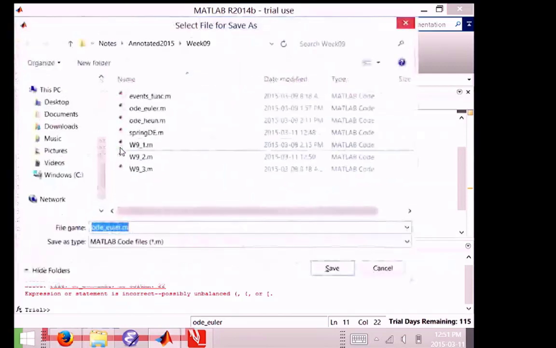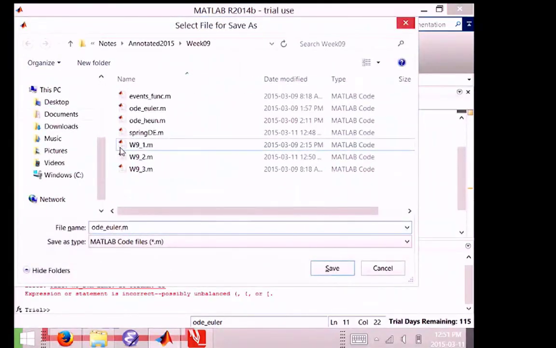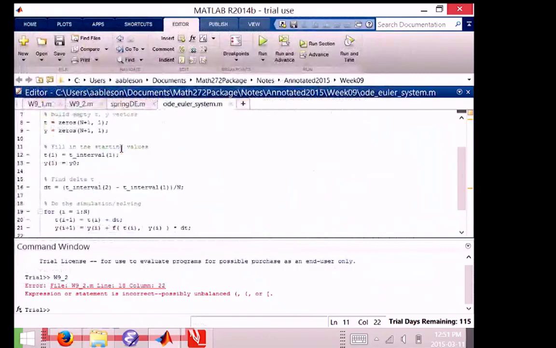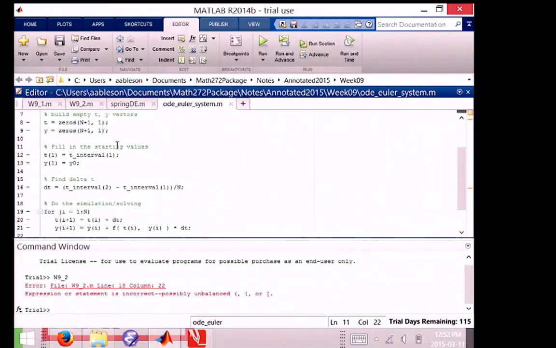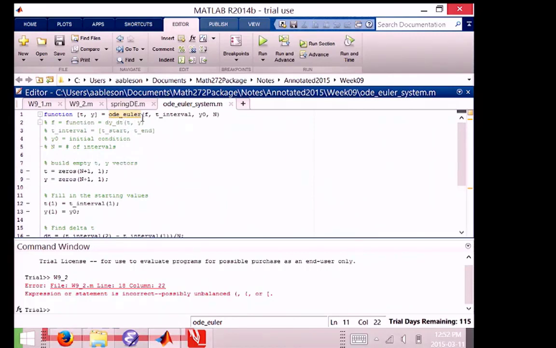So I'm going to save this as ODE Euler system, I think. Let me just confirm. Yeah, system. Keep it consistent. And then we just look at what we need to change to make this work for a vector. Yeah, I'm going to change all the w's to make it a little more obvious.